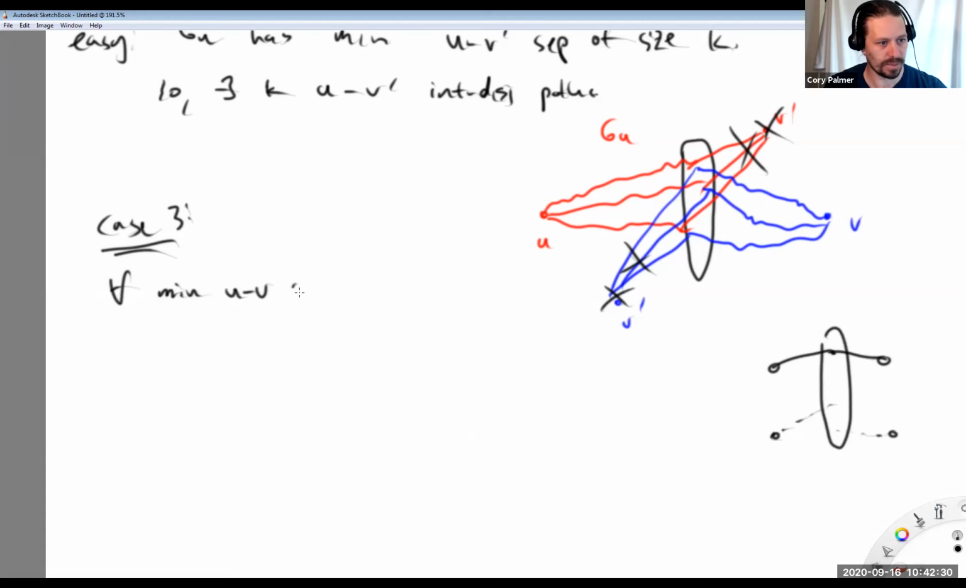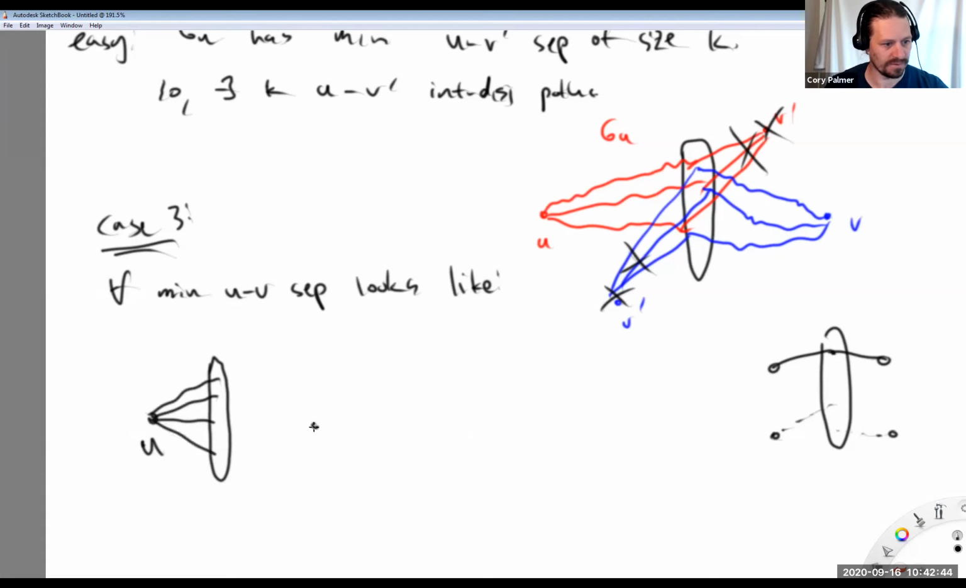UV separator looks like, there's only 2 scenarios. It either looks like the following, that it's U directly joined to everything, and V is not joined to anything directly. Like there's paths still, but no edges. Or vice versa, that V is adjacent to everything and U is not, okay? Just, if you think about these 2 cases here for a moment that are ruled out, these never happen.